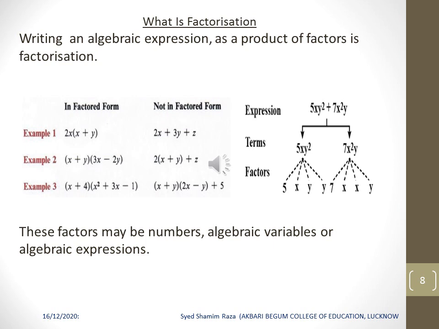Here the first term will further break down because it is a product of 5 into x into y into y, that is y square. Similarly, the second term, which is 7x square y, can be broken down into different factors, that is 7 into x into x into y.